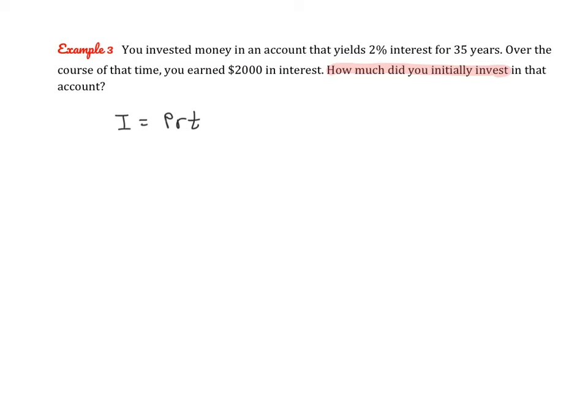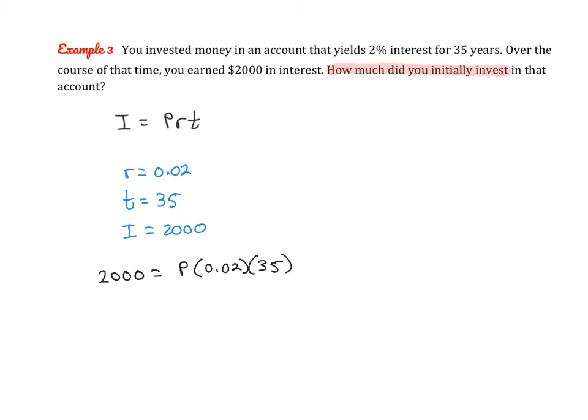So the other information we have, well, it says that the account yields 2% interest. So we know that our R value is 0.02. It says that we had it in there for 35 years, so that's T. And over that time, we earned $2,000 in interest. So that's our I value. So let's substitute what we know. 2,000 equals P, which is what we're solving for, times 0.02 times 35. And now we just need to solve for P.